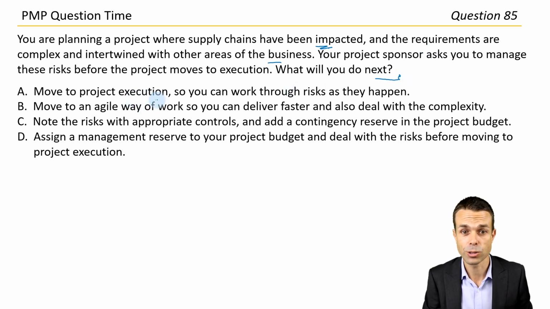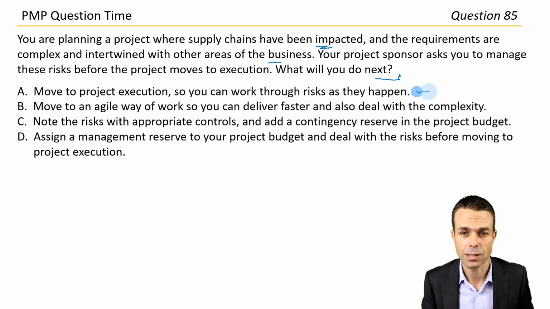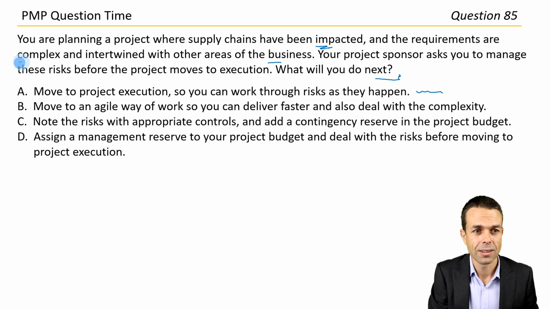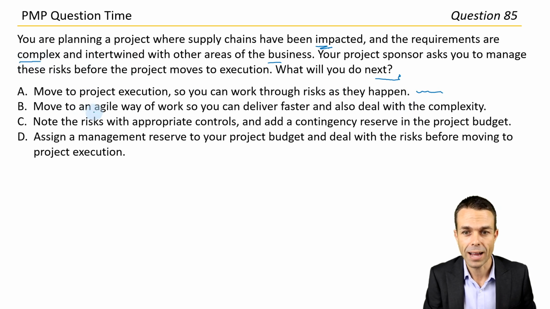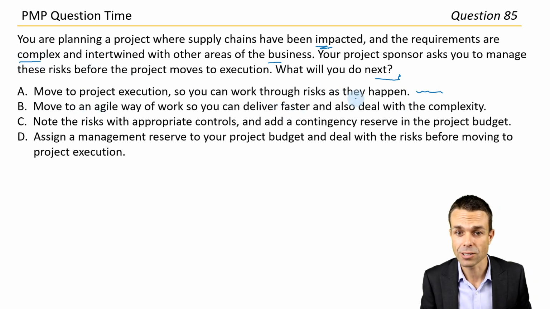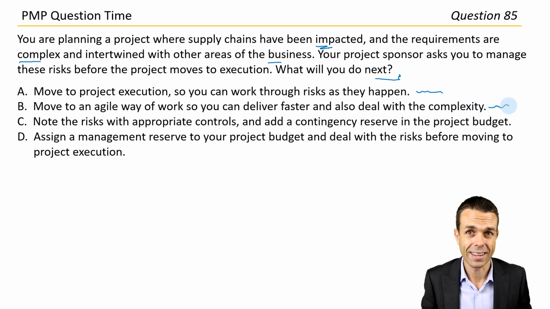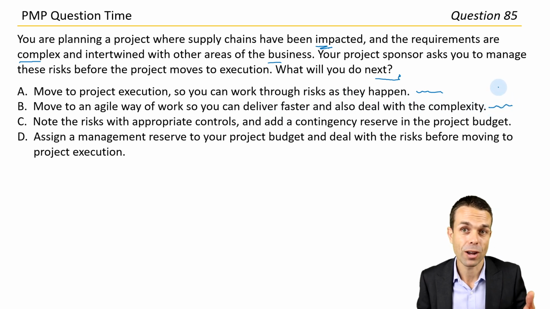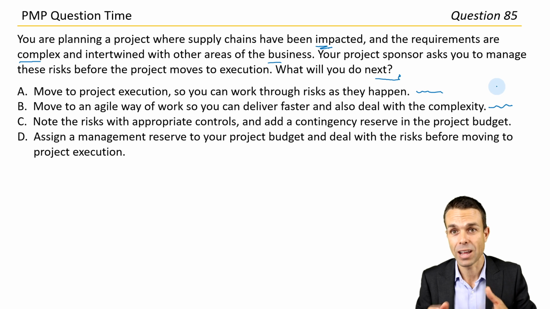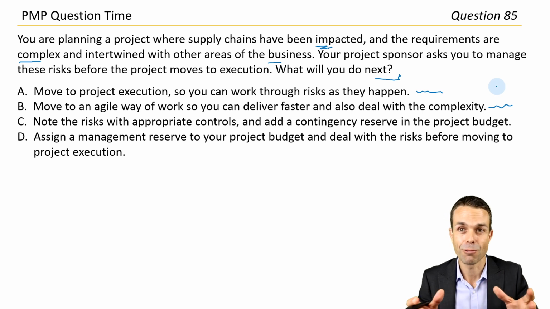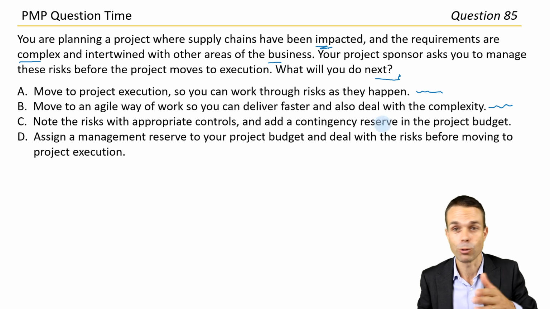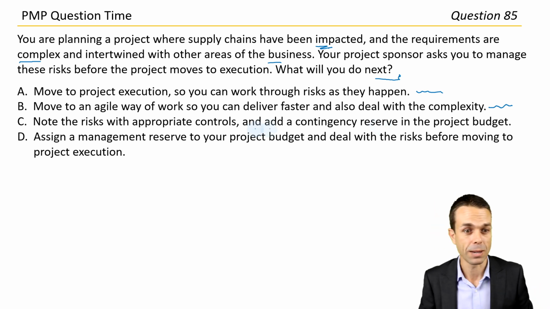Move to project execution so you can work through risks as they happen. I think there's probably something better. It's complex. Maybe that's a clue. Move to an agile way of work so you can deliver faster and also deal with the complexity. I think there's probably a better way here. Again, just changing our way of work often doesn't help, because we still have all of these things in life that impact our project. We still have to manage those things, whether we're working agile or waterfall or anything in between.